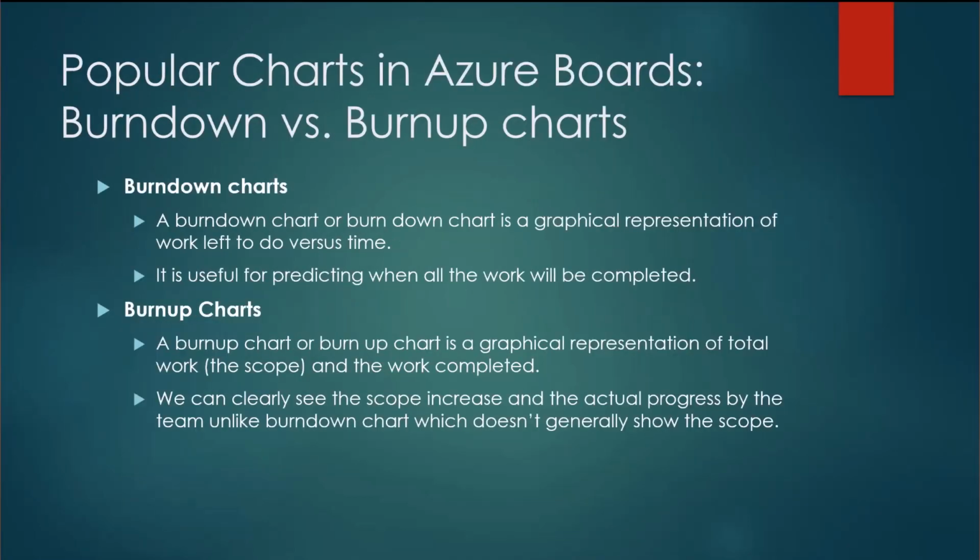Popular charts in Azure boards, burn down versus burn up charts. Burn down charts. A burn down chart is a graphical representation of work left to do versus time. It is useful for predicting when all the work will be completed. Burn up charts. A burn up chart is a graphical representation of total work, the scope, and the work completed. We can clearly see the scope increase and the actual progress by the team, unlike burn down chart, which doesn't generally show the scope.